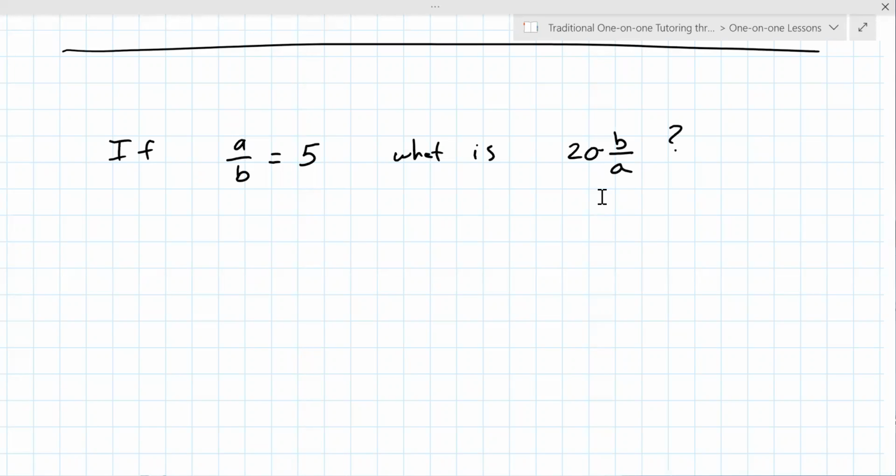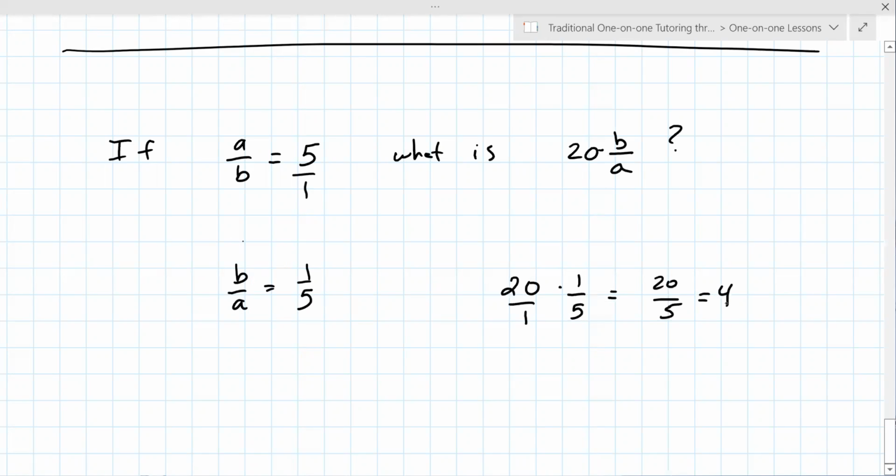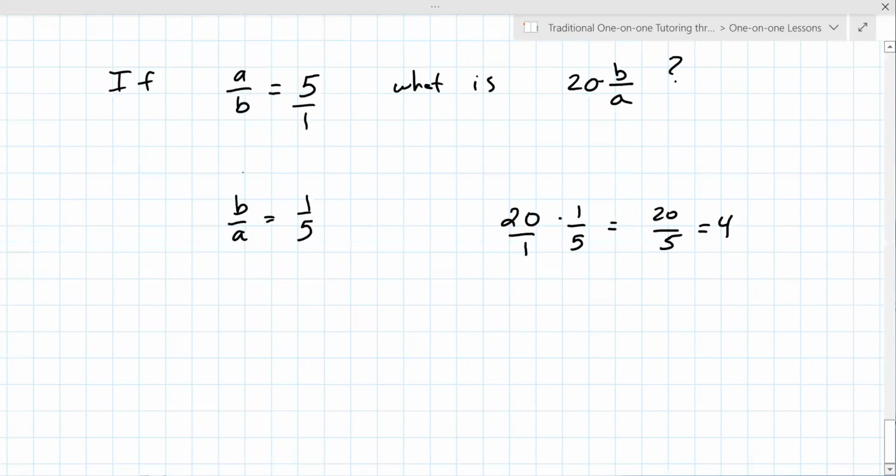5 over 20 equals 1/4. Yeah, just to be clear here, though, it's B over A is 1/5. And then it's 20 times 1/5, which becomes 20 over 5, which is 4. Okay. Well, accepted. Okay, let's try another one here.